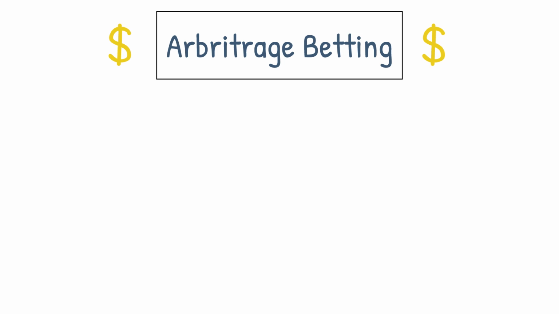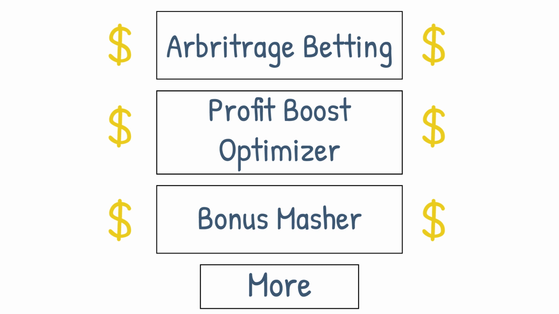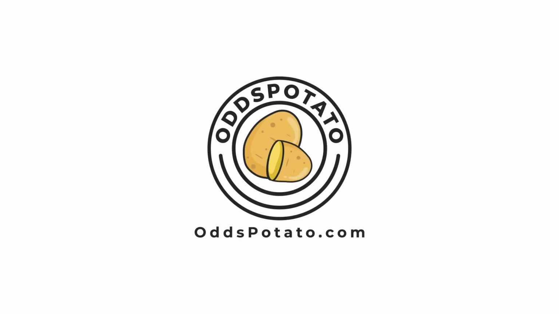Now that Jimmy has these sportsbooks, he can utilize the other tools on OddsPotato.com to continually make money, including arbitrage betting, optimizing profit boosts, and using any free bets he gets in the future with the bonus masher and much more. In addition, he can repeat the process with the other sportsbooks with similar promotions. Our goal is to help you make money by finding the odds and doing the math for you. Simple, like a potato.